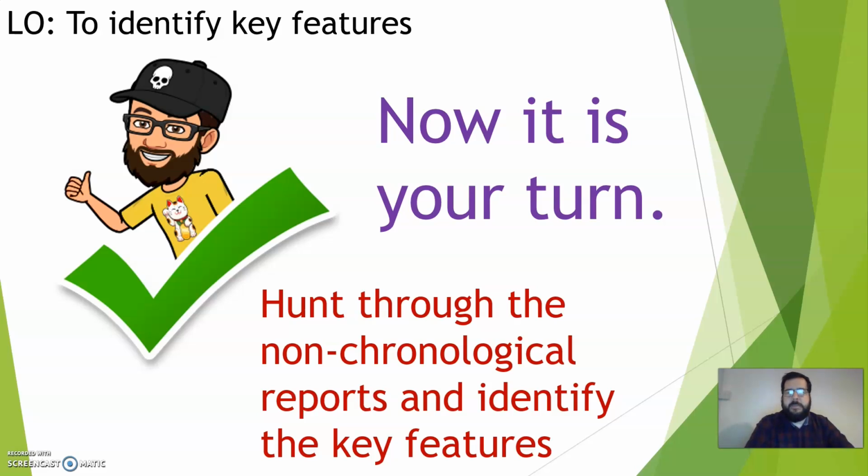I have included in the email lots of different non-chronological reports, including the one I've just shown you, and there are more examples in there. What I would like you to do is go through and identify the key features. Now, what you can do is print them off and scribble on them. You can underline them in different colors, put arrows to them like I did. You could highlight them different colors. You could print them out and cut them out and stick them into different sections.